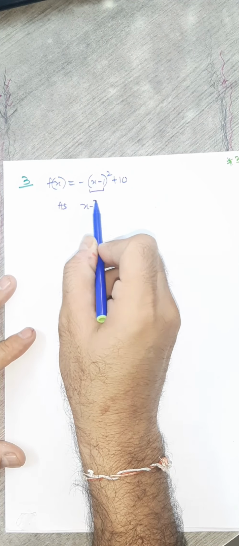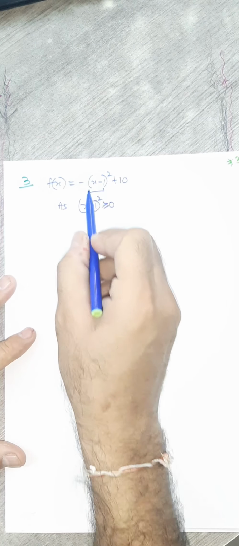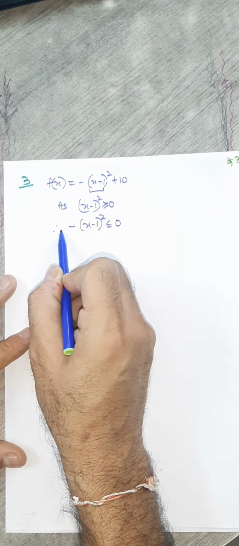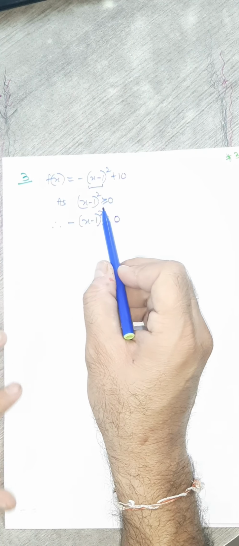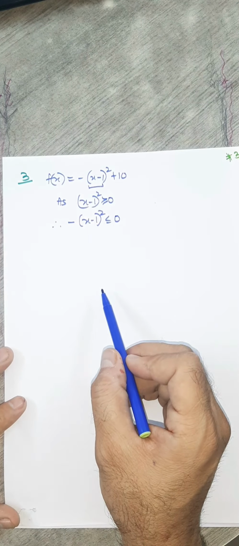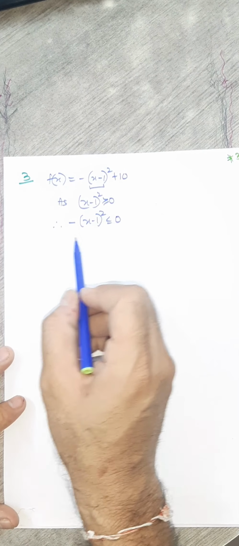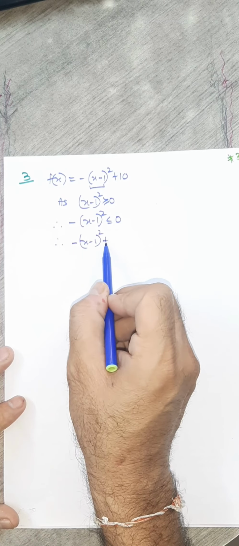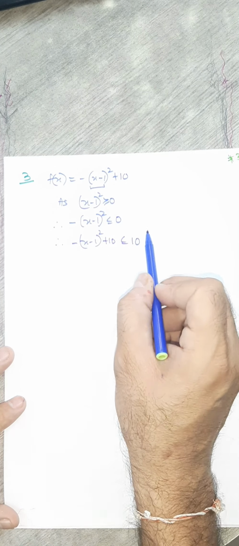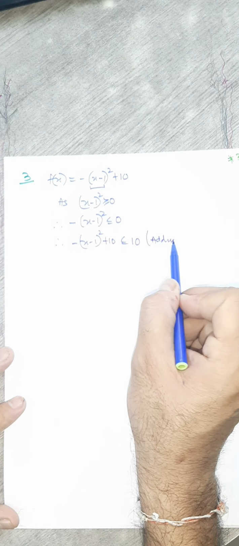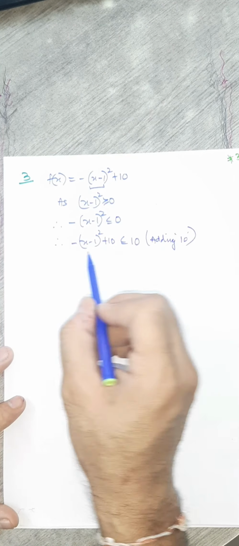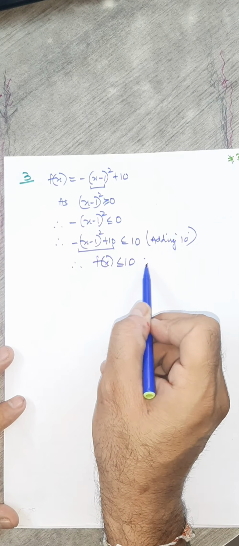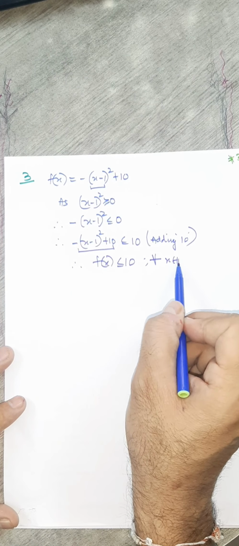You know x minus 1 whole square is always greater than or equal to 0. Multiply with minus sign. So it's less than or equal to 0. When you multiply with negative number to inequality, this inequality gets reversed. So we have this. Okay, then we'll add 10 on both the sides. What is this? This is f(x) less than or equal to 10. And this is true for every x belongs to R.